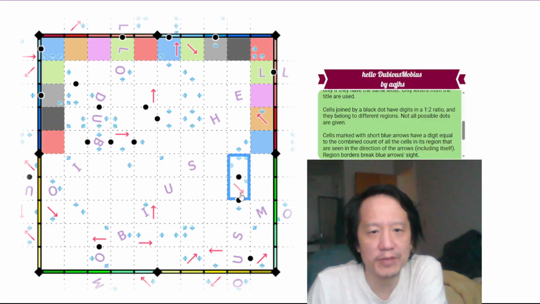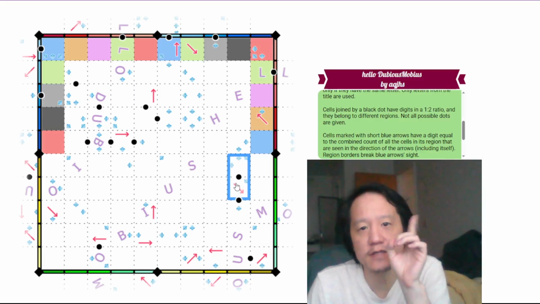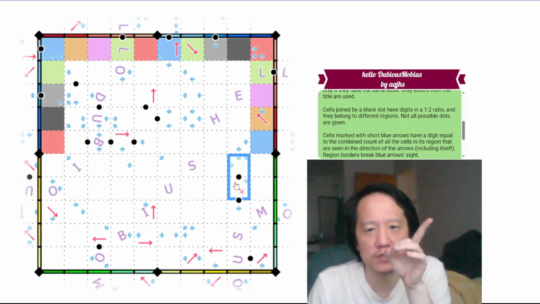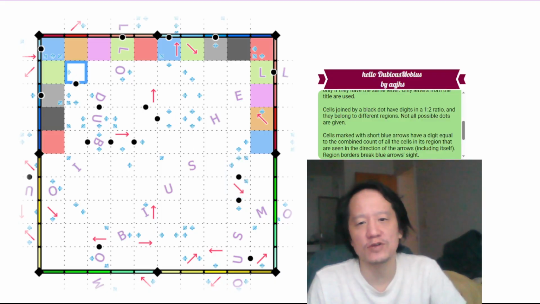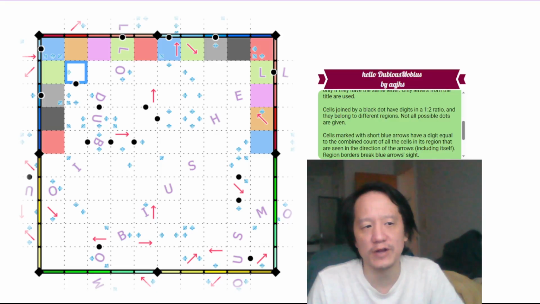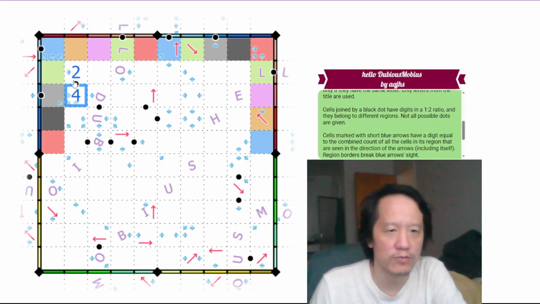Cells joined by a black dot have digits in a 1-to-2 ratio, and they belong to different regions. So for example, this is a typical black Kropki dot, which means if this were say 2, this would have to be a 1 or 4 to maintain the 1-to-2 ratio, and they are guaranteed to be in different regions.